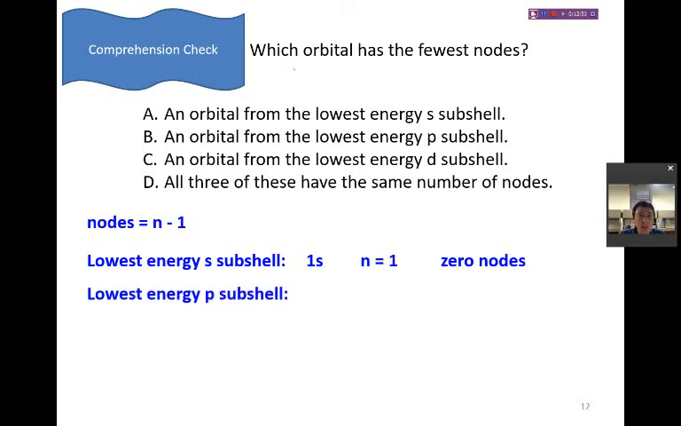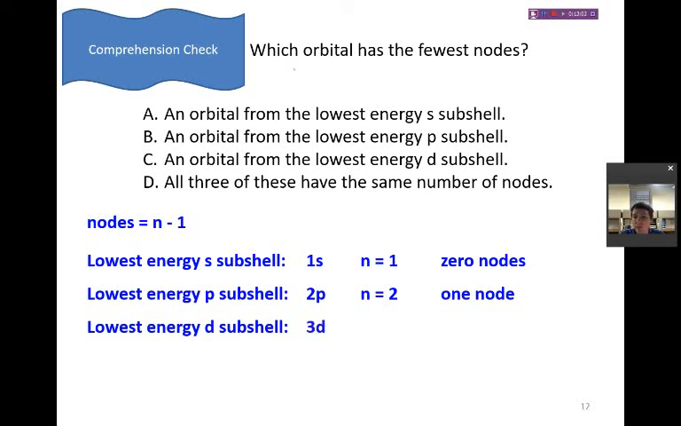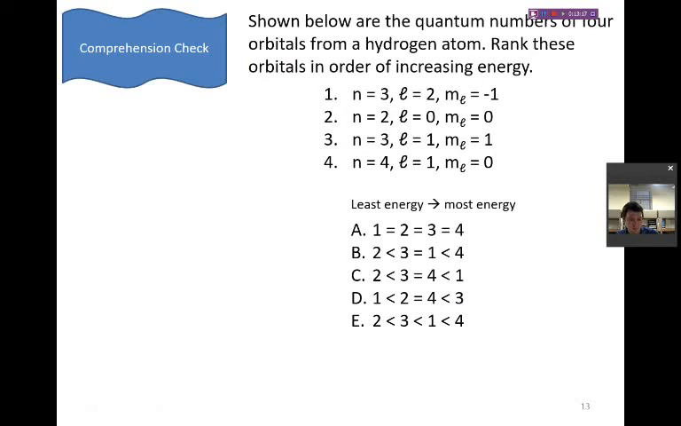The lowest energy p subshell would be a 2p, and so that would have n equals 2 and 1 node. And then the lowest energy d subshell is going to be a 3d, and that has an n value of 3 and 2 nodes. So that would mean that the answer is A. A has the fewest nodes, 0. Okay, try this one on your own as well. Welcome back. All right, let's talk about this together.